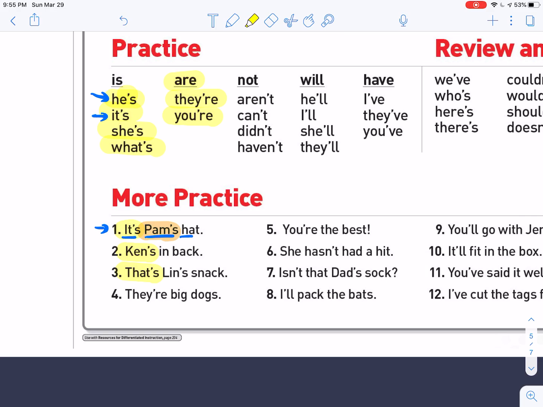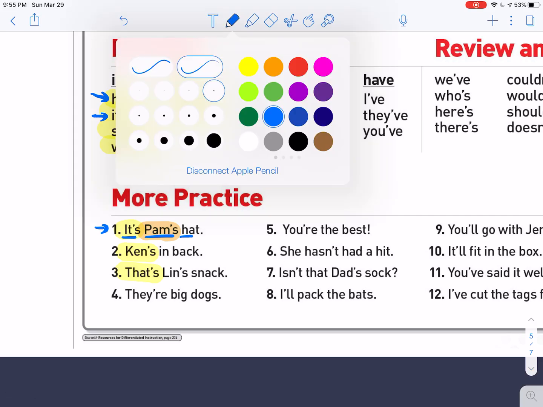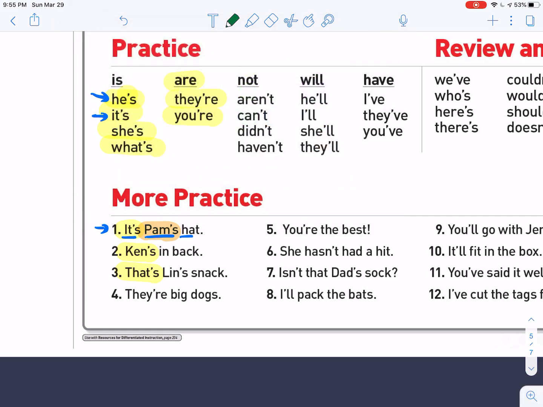Now it's your turn. You will identify the contractions and possessives in the first 5 sentences. Okay? So I'm going to circle those so you can see exactly which ones you're going to do. 1, 2, 3, 4, 5. Okay? The first 5 sentences, you're going to identify the contractions and the possessives.